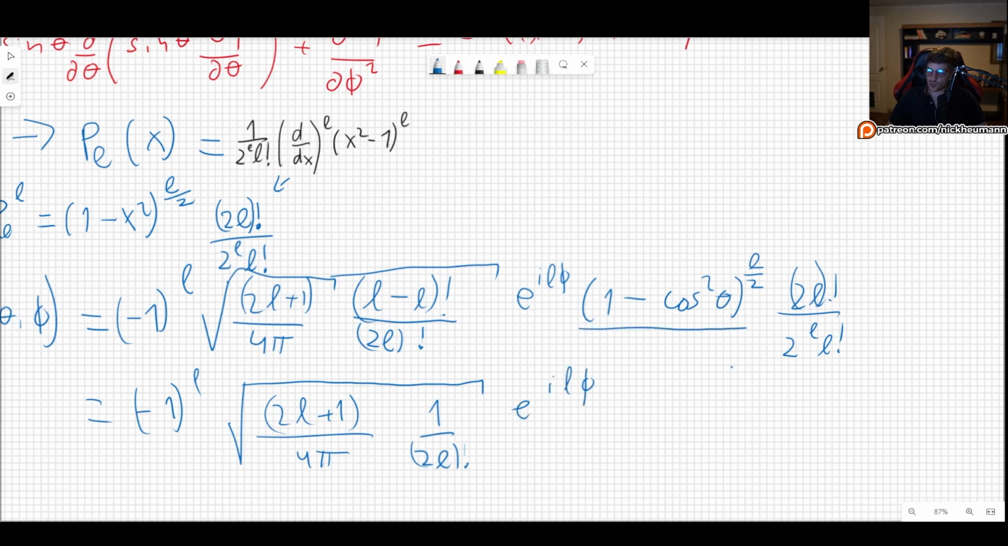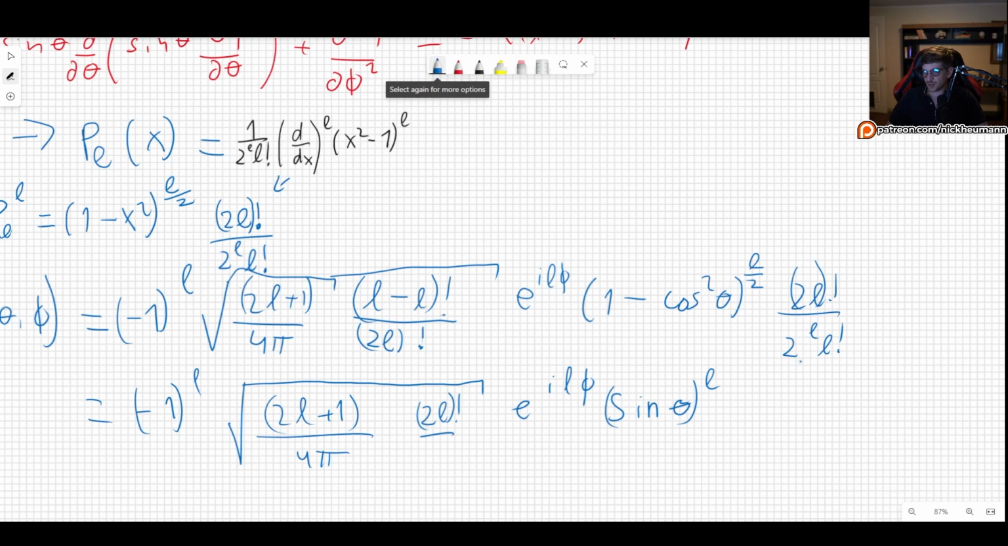Now 1 minus cosine squared is sine squared. So we get sine squared to the L over 2, but the 1/2 factor will cancel out with the square, so we actually have sine of theta to the Lth power. And then we still have 2L factorial, which I guess we could write in here as 2L factorial squared, so that we end up simply with 2L factorial inside of the square root.